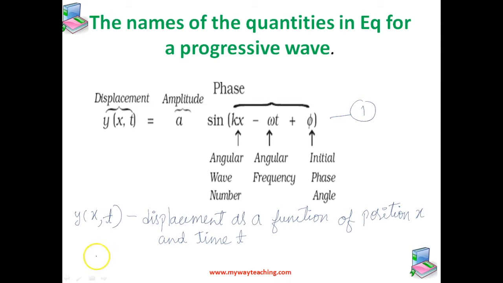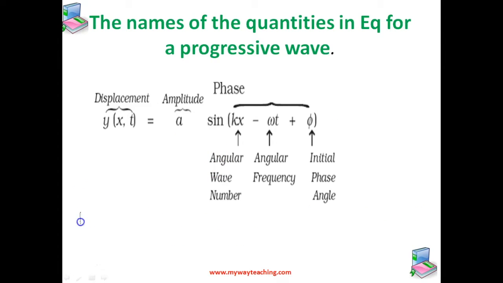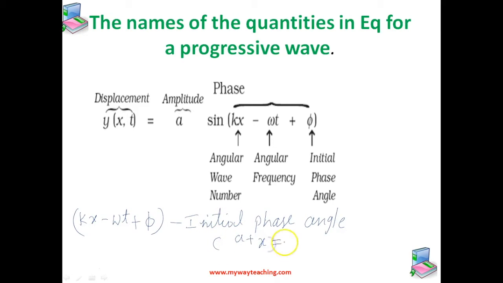And A is the amplitude of the wave, w is the angular frequency of the wave, and k is the angular wave number, and this whole thing, that is kx minus wt plus phi, this is nothing but the initial phase angle, with the conditions x is equal to 0 and t is equal to 0. Okay, this is the initial phase angle, as you can see here.